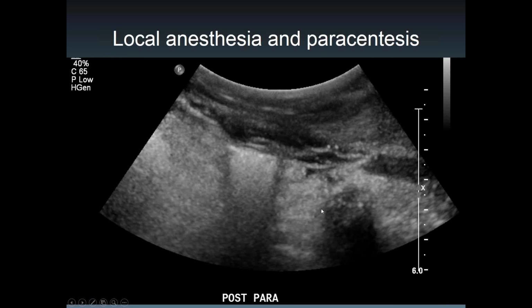And then after the para, which means the fluid is gone, if you sweep around, you're still gonna see the lido pad here and there. So this image before wasn't completely taken in line, but here the lido pad can persist in some areas more than in others.